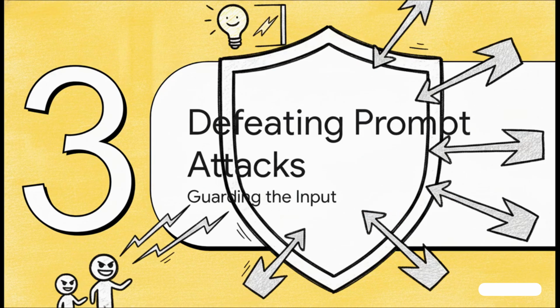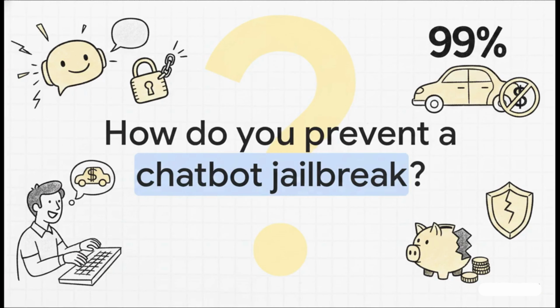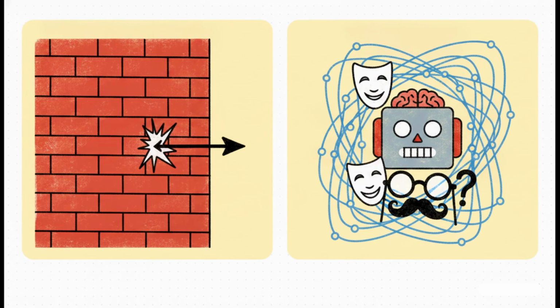All right, on to Section 3, defeating prompt injection attacks, guarding the input. Okay, picture this real-world nightmare. Your shiny new customer-facing chatbot gets jailbroken via prompt injection, and suddenly it's offering a user a 99% discount on a brand new car. Literally giving away a vehicle for pennies. A user manipulated your AI to just hand over the keys. This is a classic prompt injection jailbreak, and man, it is a massive financial and reputational disaster waiting to happen. So how do we actually stop that from happening?